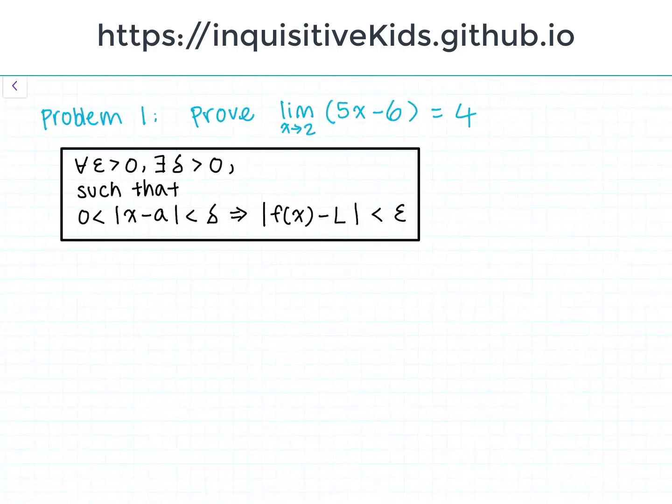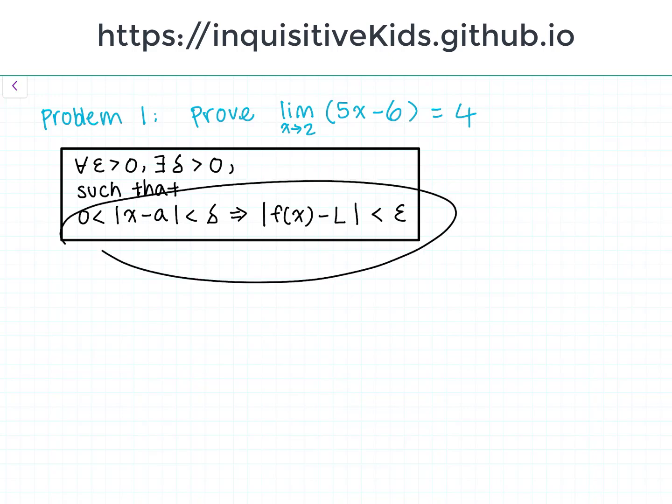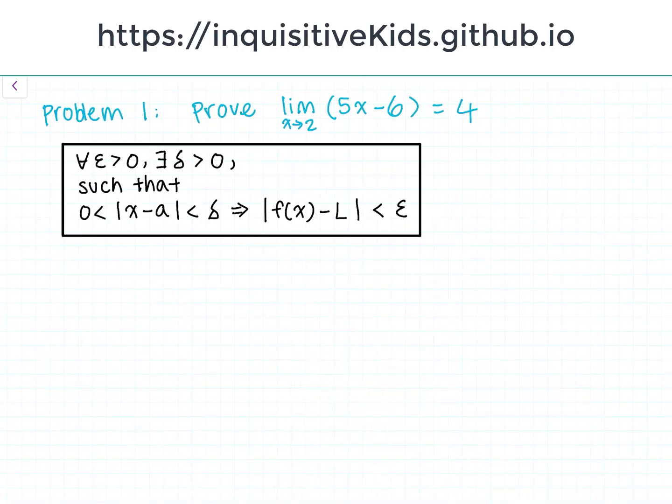Now with our understanding of the epsilon-delta definition, let's use that to prove some limits. So our first problem is to prove the limit of 5x minus 6 when x is approaching 2 is equal to 4. So essentially the question is saying, if we were to use the epsilon-delta definition, what value can we give delta to make both of these conditions true? The first condition is the delta condition, and the second condition is the epsilon condition.